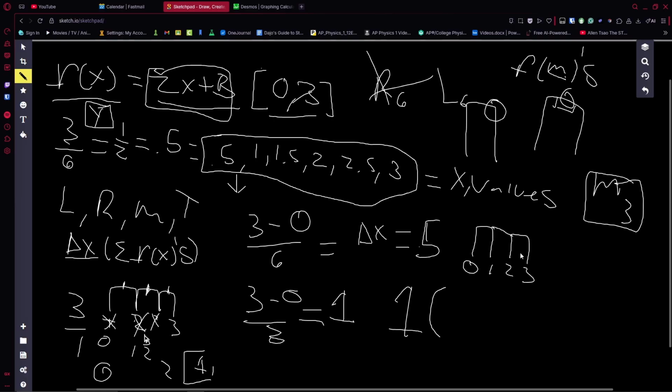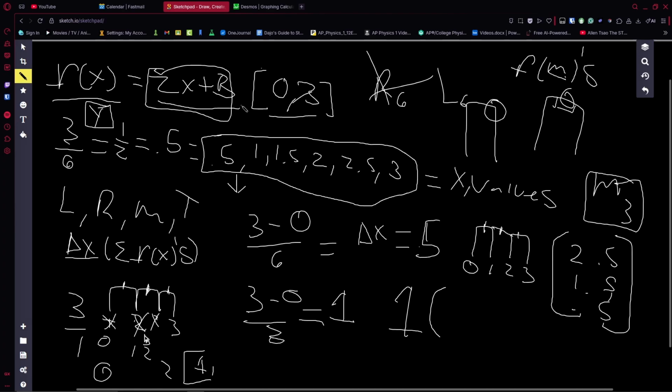Right. Now what's in between 2 and 3? 2.5. What's in between 1 and 2? 1.5. And what's in between 0 and 1? 0.5. And now we don't have to get any points outside, because all of our points are going to be in the interval, obviously. So these are our x values. Now let's find our y values corresponding to this.